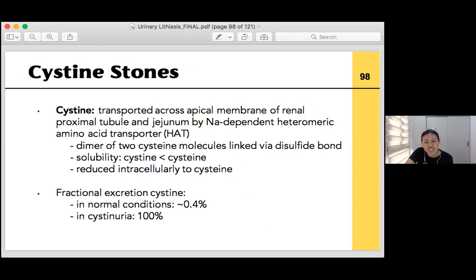As for cystine stones, under normal conditions, amino acids are freely filtered by the glomerulus and almost completely reabsorbed in the renal proximal tubule. So cystine is transported across the apical membrane of the renal proximal tubule and jejunum by the sodium-dependent heteromeric amino acid transporter, or HAT. Cystine is a dimer of two cysteine molecules that are linked via a disulfide bond, and its solubility is much less than cysteine. So it is reduced intracellularly to cysteine, which provides a favorable gradient for its reabsorption.